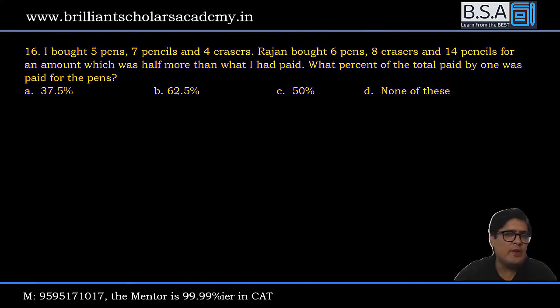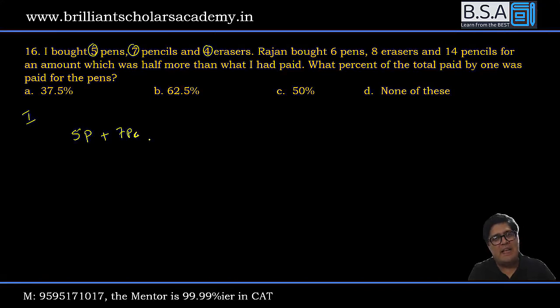In this entire question, you do not know the actual amount of money. 100 rupees, 200 rupees, you do not know. What it says is there is some person I. This person is buying 5 pens, 7 pencils, and 4 erasers. So I am assuming the price of a pen is P. 5P. 7 pencils is PC. I'm writing pencil as PC. And 4 erasers. Let us say the total amount is X. Total expense. I do not know what that is.